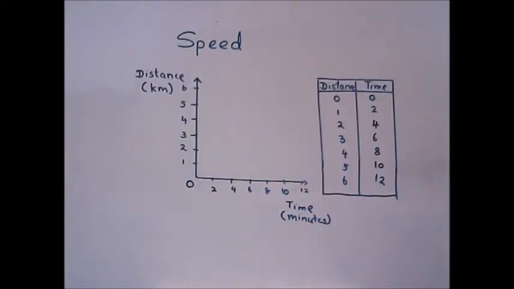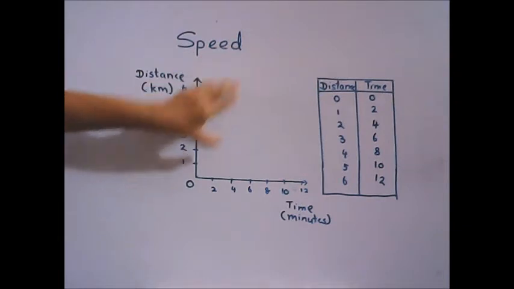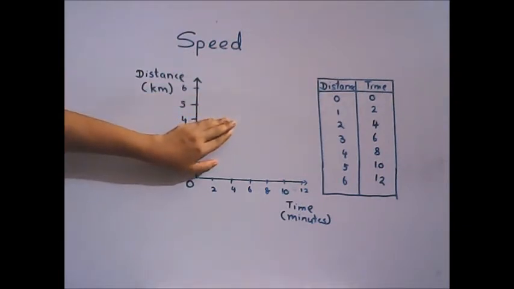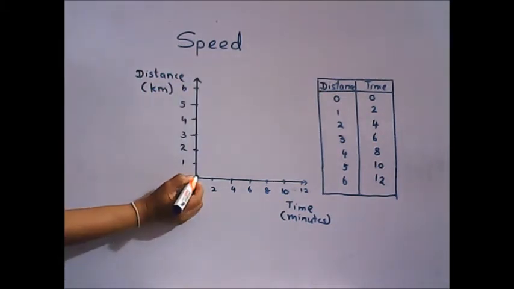A graph is a representation of mathematical data on a grid. The change in distance with time of a car is given in this table. Now we are going to represent this data using this graph. Let's plot the points. First one, distance 0, time 0, so the coordinates are (0, 0).